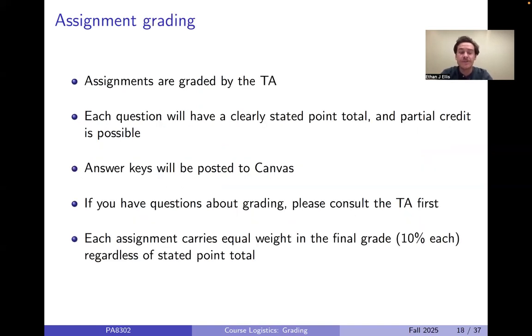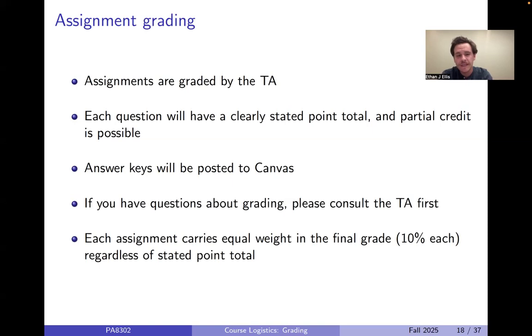The assignments are going to be graded by the TA, obviously in collaboration with me. Each question will have a stated point total, and there's going to be lots of partial credit. No extra credit's going to be available for the most part, but there will be lots of partial credit available. There will be answer keys posted to Canvas, and I will ask you that if you have questions about grading, please consult the TA first.